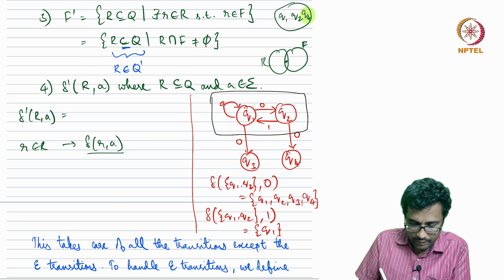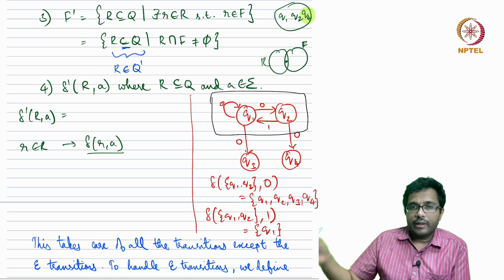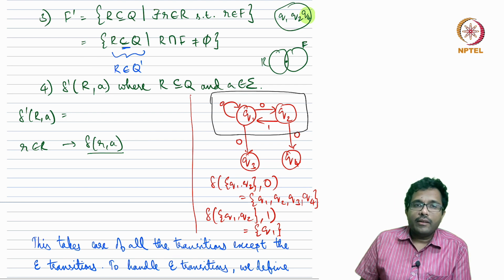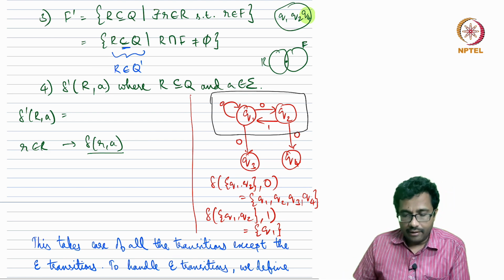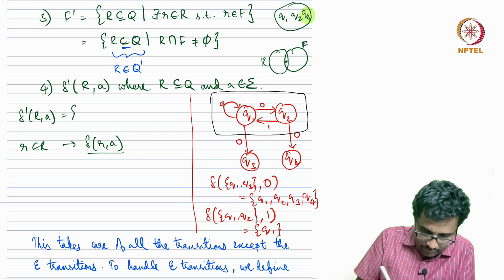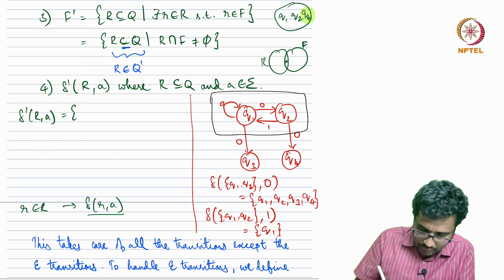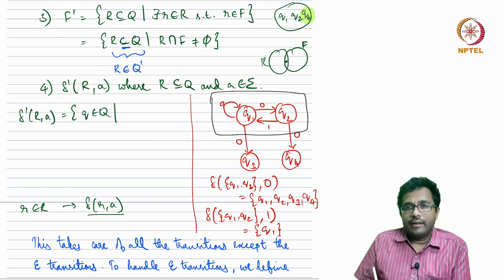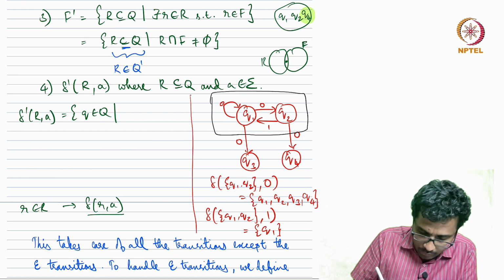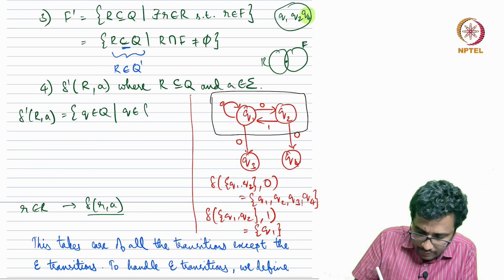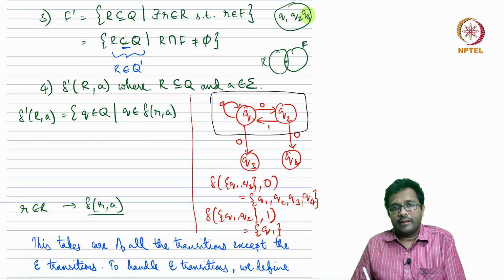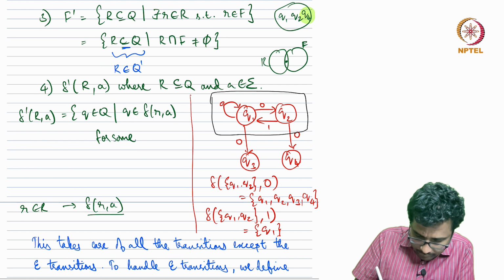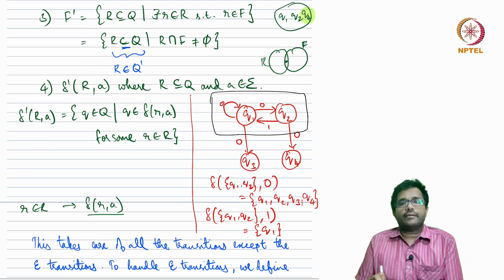Delta of r comma A, where delta is the transition function of the NFA, tells you where all you can reach from small r upon seeing A. And then you have to do this for each small r in capital R. In other words, I want the set of all states of the NFA which can be reached from small r upon seeing A, for some small r in capital R.